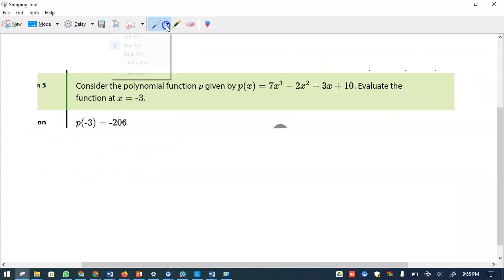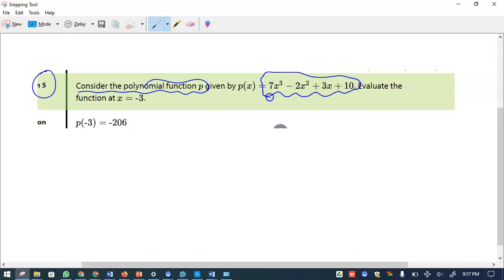Okay. Question number 5 is to just consider the polynomial function P of x. There is an expression here, and you know the degree here is 3. And because this degree is 3, we call this a cubic polynomial.